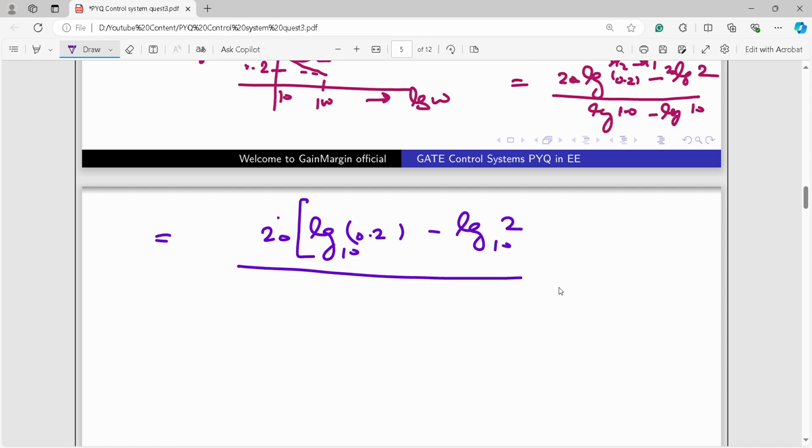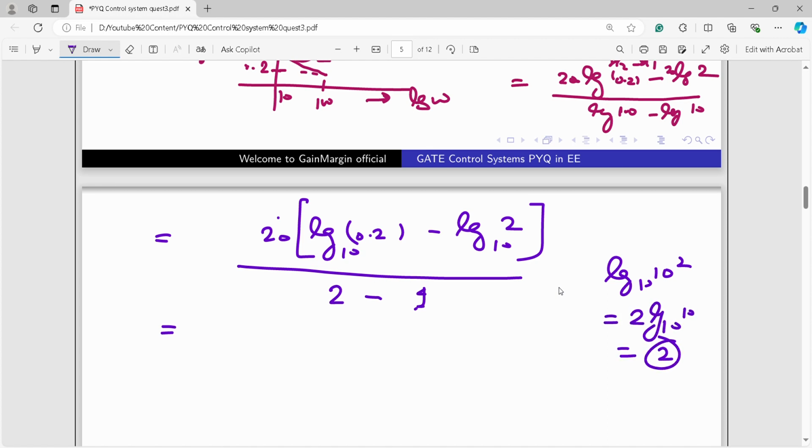I am just taking a 20 common, right? And log 100 is 2 minus log 10 is 1. Okay? Because here the base is 10, 100 we can say like that. So log 10 to the base 10 is coming out as 2. All right. So 20, this value how much is coming? Let me calculate this.